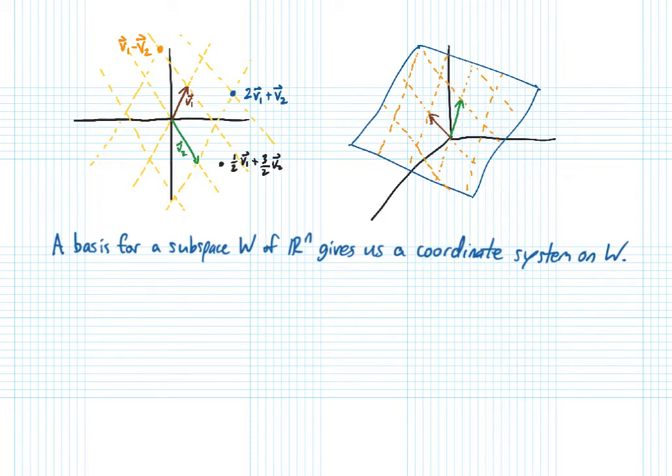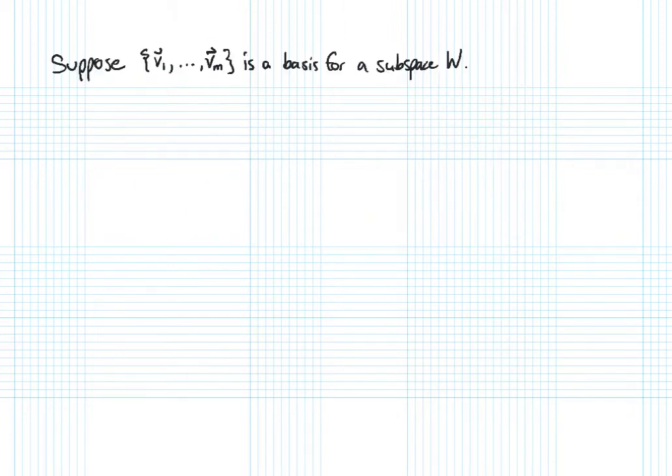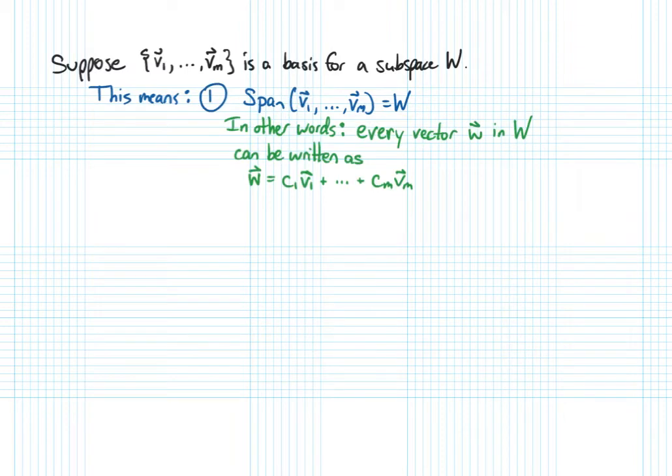So let's go through the details about how this works. Suppose v1 to vm is a basis for a subspace W. Let's remember what it means to be a basis. The first thing that it means is that the span of v1 to vm is equal to W. Another way of saying that is that every vector w in the subspace can be written as a linear combination of the vectors in v. So that means that there exist some scalars, c1, c2, and so on, such that w is equal to c1 v1 plus c2 v2, and so on.